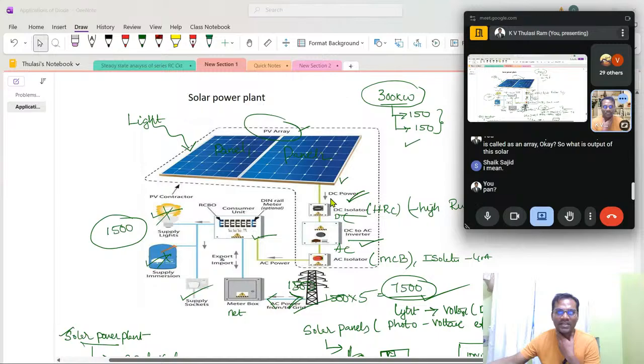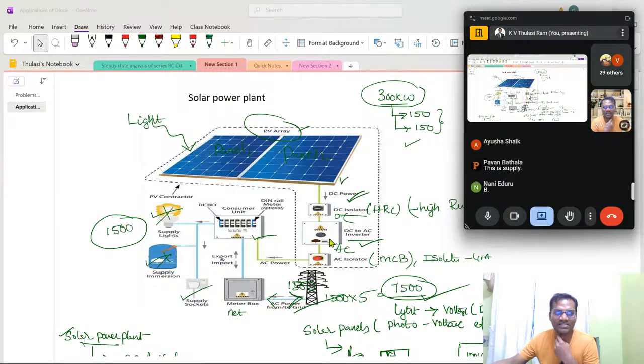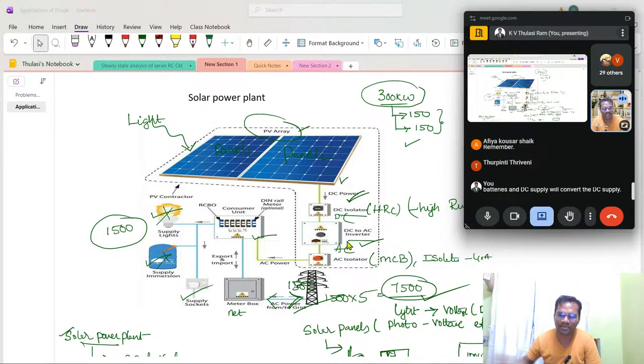So what is the output of the solar panel? AC supply or DC supply? DC supply. But what is the power we have in our home? AC or DC? AC. What we need to do? We need to convert this DC supply to AC supply. How to convert this DC supply to AC supply? Very good, this is called an inverter. We also have an inverter in our home. We have batteries with a DC supply, and we convert the DC supply to AC supply with the help of an inverter.